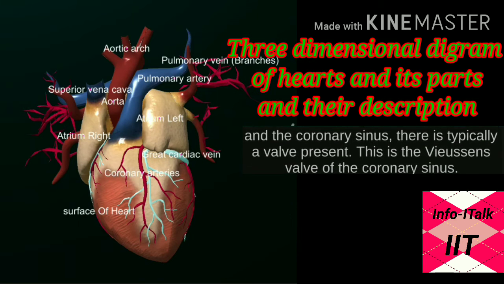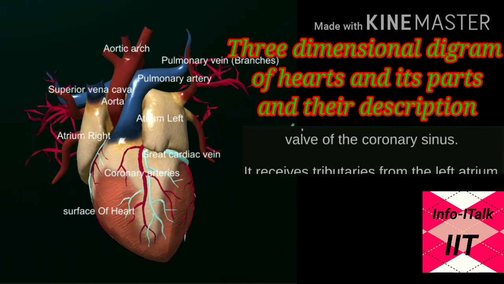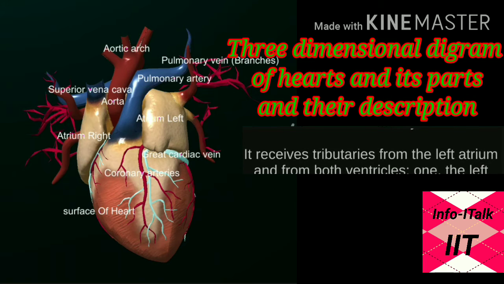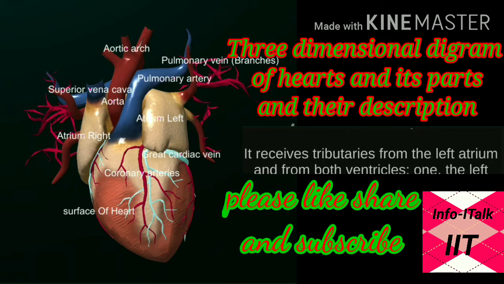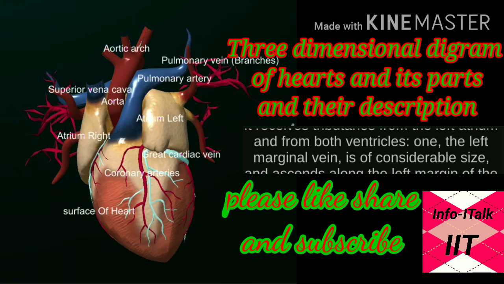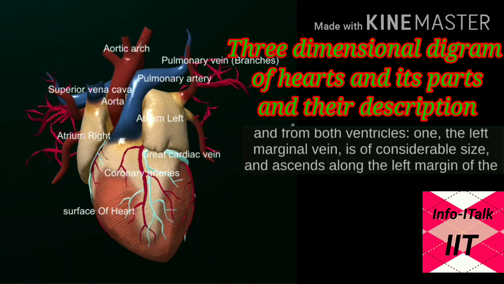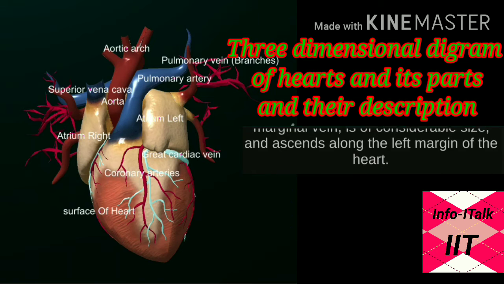This is the Vieussens valve of the coronary sinus. It receives tributaries from the left atrium and from both ventricles. One of them, the left marginal vein, is of considerable size and ascends along the left margin of the heart.